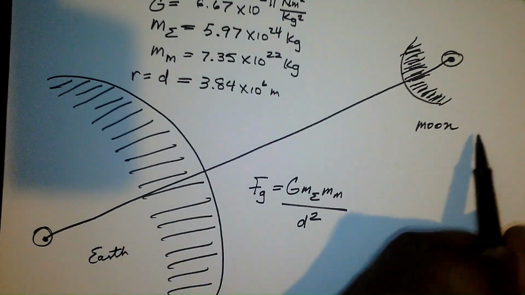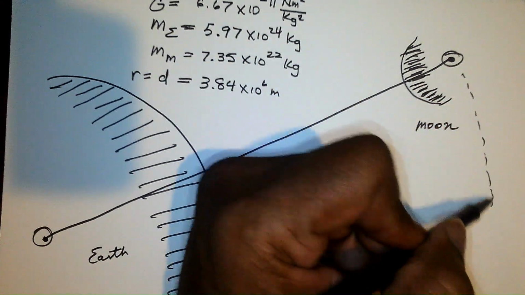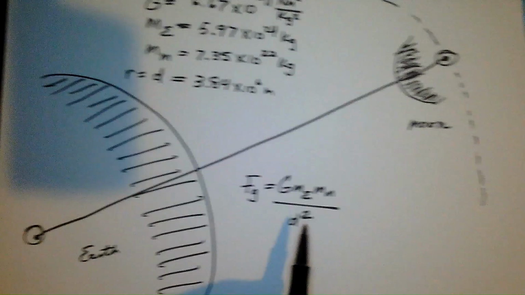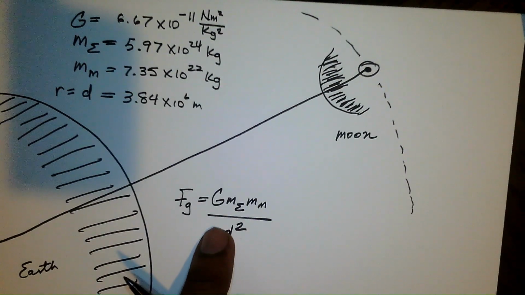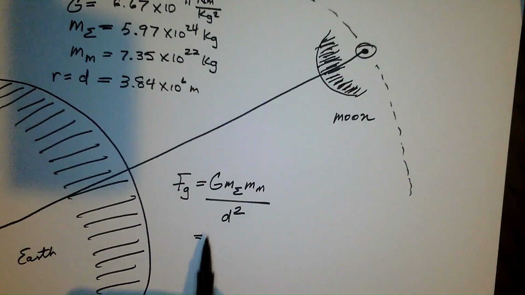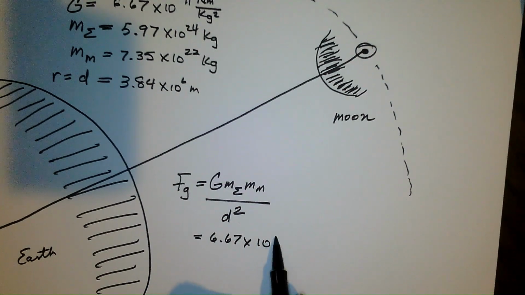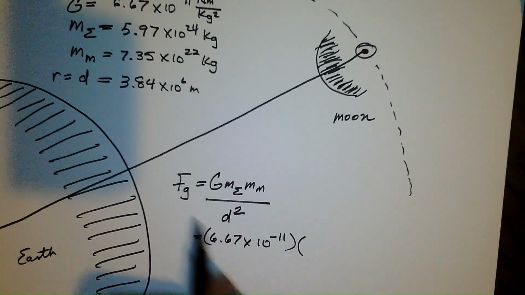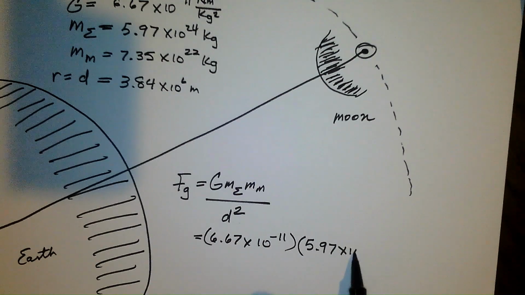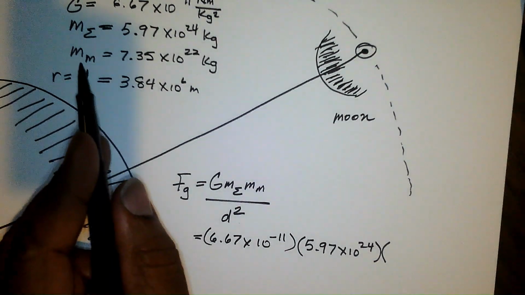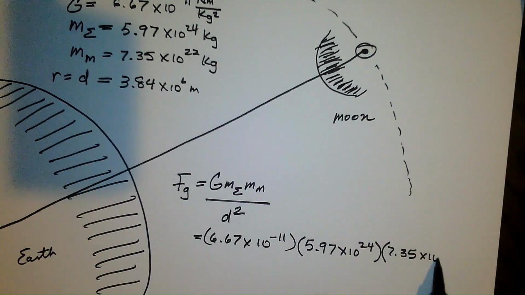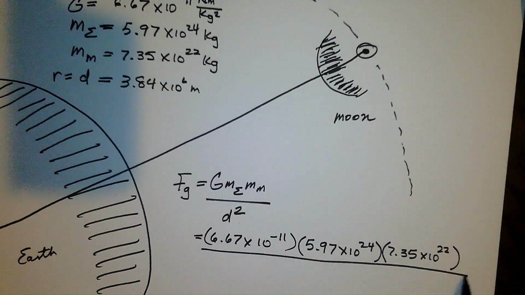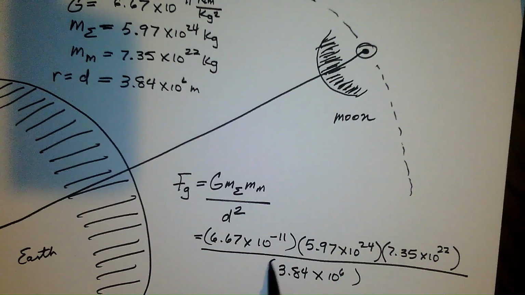So when I say radius, it's a circle because this is going around the Earth. Okay? So, it doesn't matter what letter they use, all that matters is you follow the formula. That's all you gotta do. G is 6.67 times 10 to the negative 11. Mass of Earth, 5.97 times 10 to the 24. Mass of the Moon is 7.35 times 10 to the 22. Okay? Now, after I do that, it's 3.84 times 10 to the 6th, and we're going to square that.